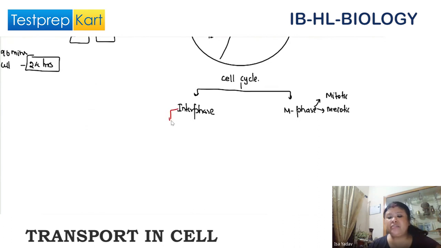Interphase. This phase is the preparatory phase. That means the cell prepares itself for division. When a cell divides, it needs a lot of food, a lot of nutrients. So suddenly it cannot get that. So the cell has to undergo a long period of phase, which is called the interphase. For a human cell, if 24 hours is the total division, interphase is 23 hours, and the M phase is only 1 hour.